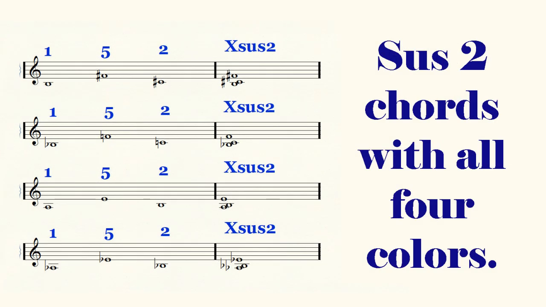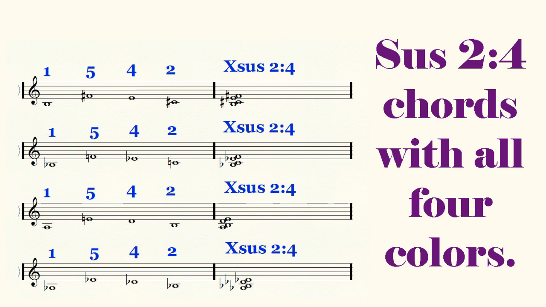Then we can repeat the same process, but this time adding note number 2 in each major scale. And that gives us a sus2 chord. The only thing that is left is to use 2 and 4 at the same time, and that is called a double sus chord.